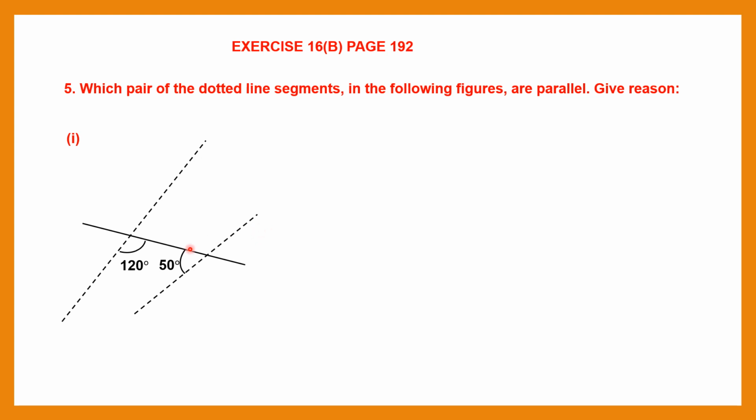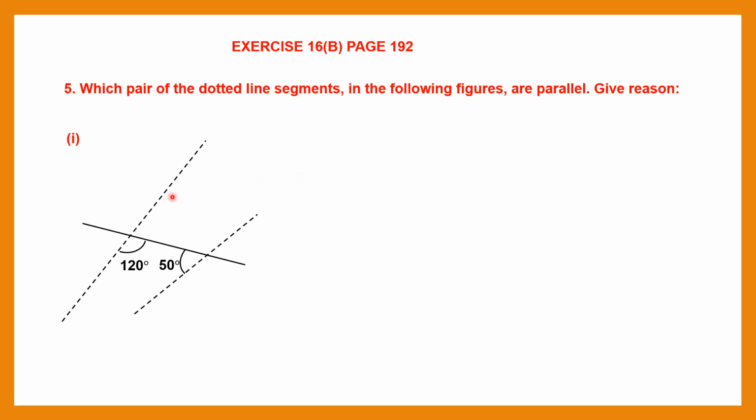Now we have learned that when a transversal cuts two lines, whether they are parallel or non-parallel, 8 angles are formed. And if they are parallel lines, there are certain properties, and we learned about the different types of angles and which are the angles that are equal, which are the angles that are supplementary, if the pair of lines are parallel.